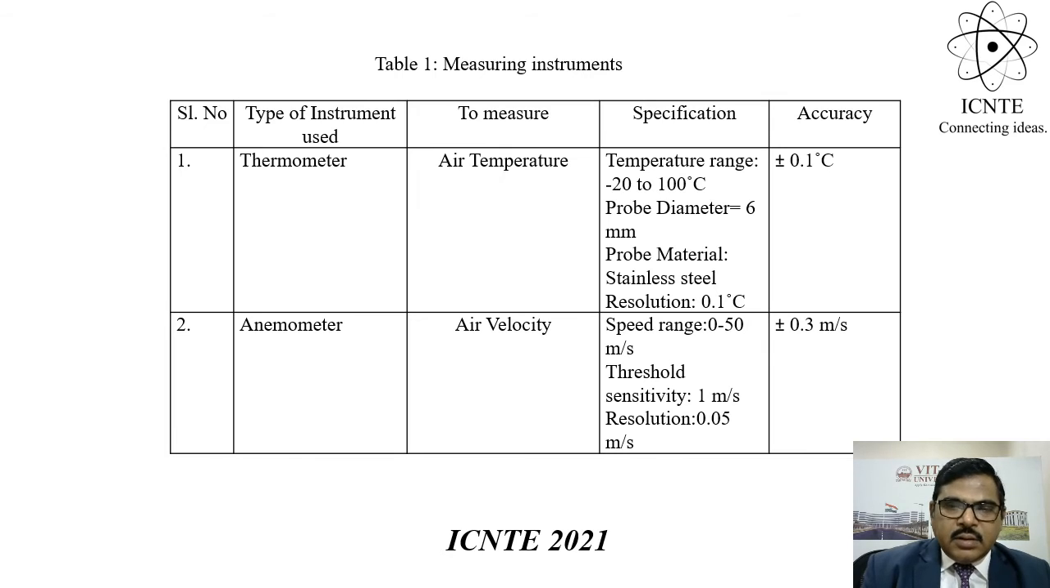Anemometer, this is to measure the air velocity, and the range is given here, 0 to 50 meters per second, and threshold sensitivity 1 meter per second, resolution is 0.05 meters per second, and its accuracy is plus or minus 3 meters per second.